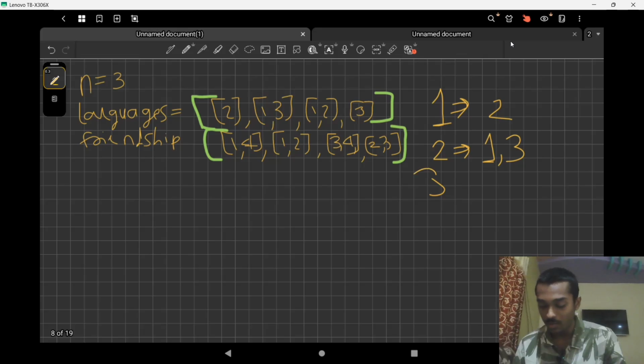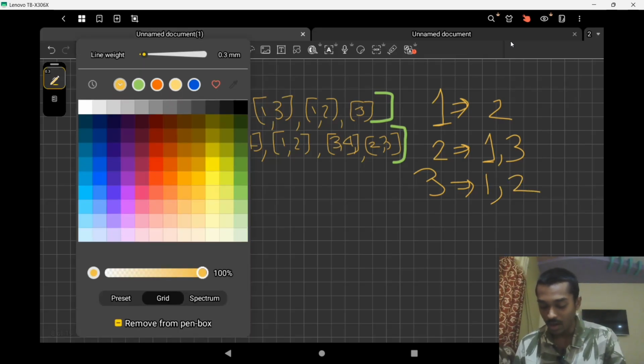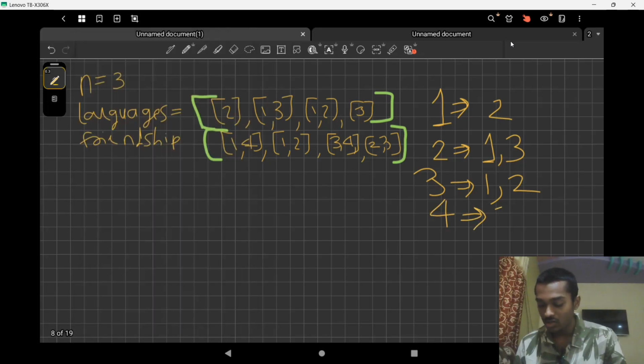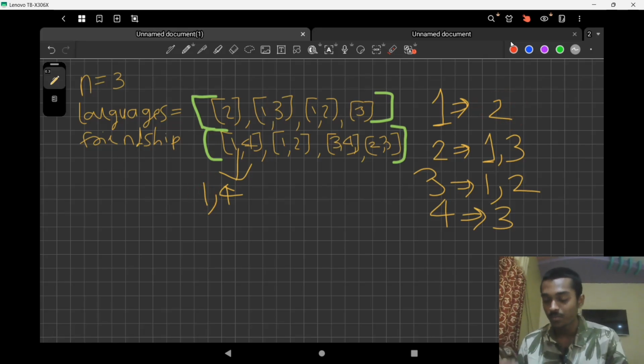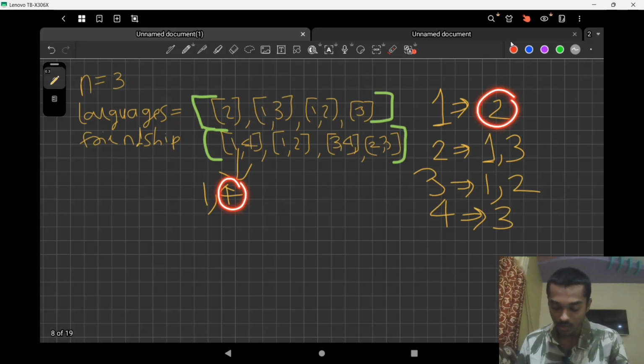I am just creating a hash map of integer and set, and I am going to tell you why I am going to create this. User 3 knows languages 1 and 2, and user 4 knows language 3. Now let's try to understand the question. This is the first friendship, 1 and 4. Can they communicate with each other? User 1 knows language 2, and user 4 knows language 3, so they can't communicate because they don't share any common language.